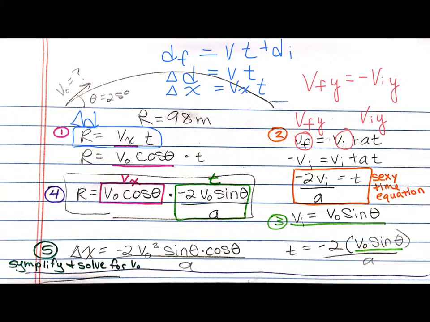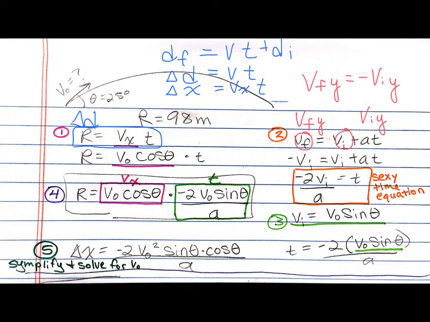And I need that so that I can do this equation here, which I like to call the sexy time equation, just to remember a specific equation. So this is just coming from this situation here. So I've substituted in for VF, I substituted in the negative VIY, so that's this part right here. That's my negative VIY, is equal to VIY plus AT. And then I solve that for time, I get negative 2 VIY over A.